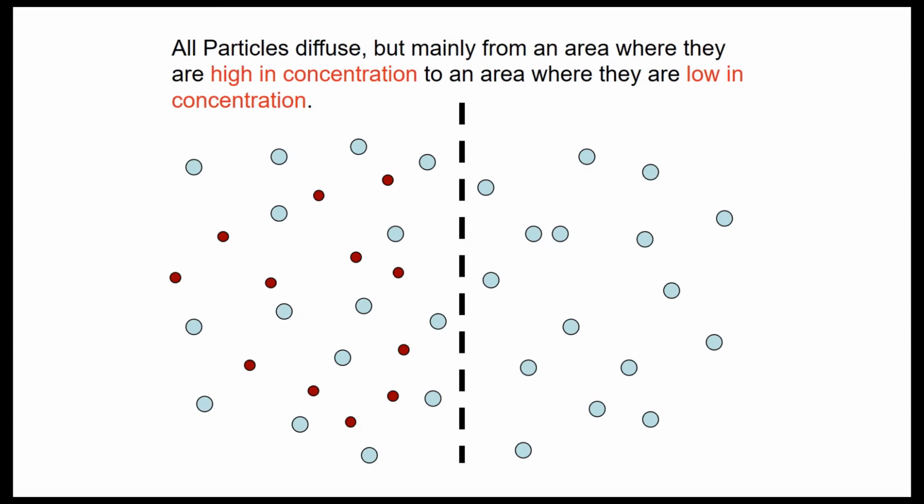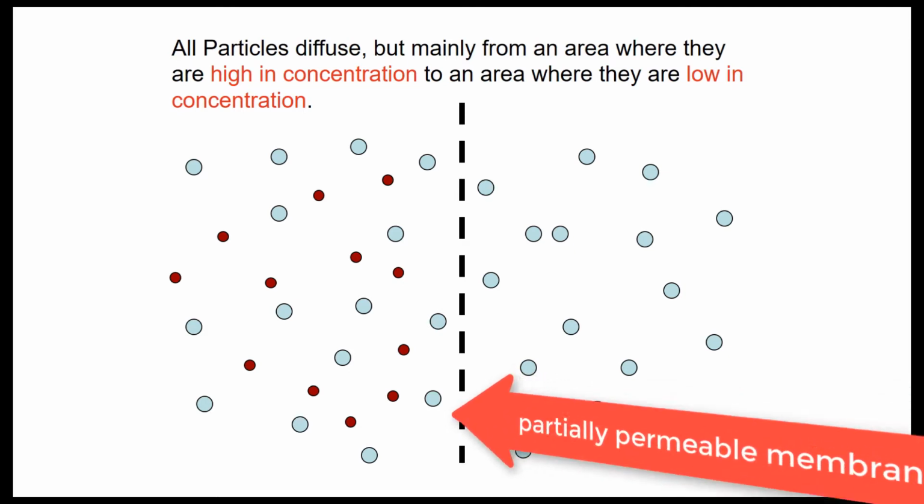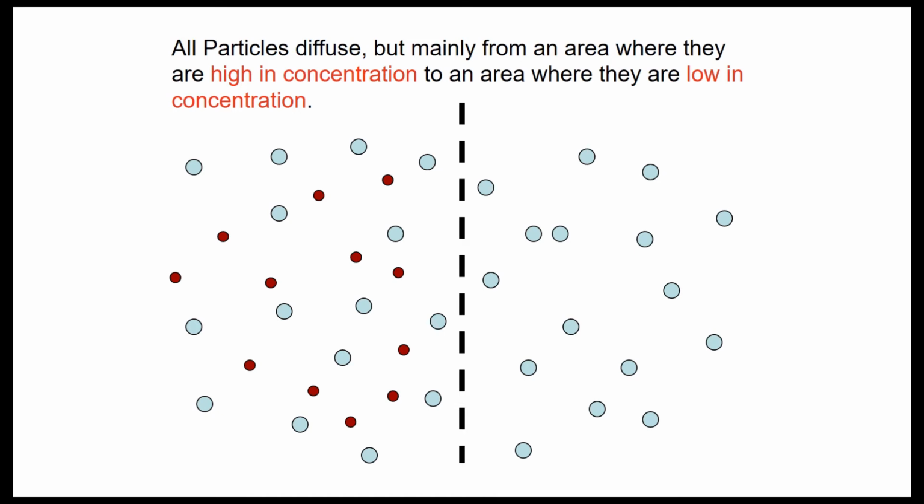So this dotted line down here is representing what we call a partially permeable membrane. The cell membrane is partially permeable because there are bits or holes in there where things can pass through. That's what permeable means. Now, as you can see, we've got some molecules spread throughout on both sides. We've got some blue molecules, and on one side we've got some red molecules. Let's talk about those for a minute.